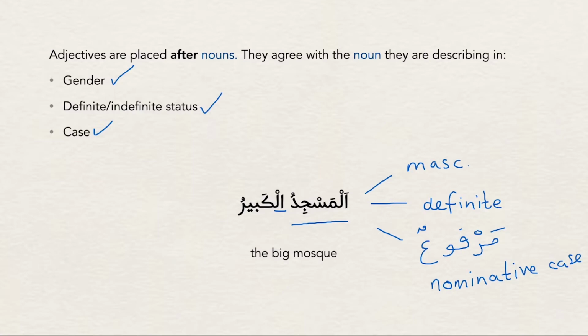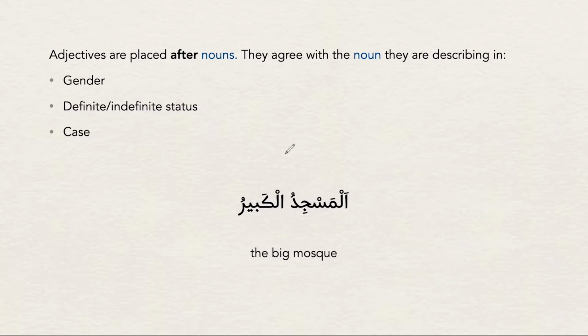So if you want to take 2 things away from this slide, the first one is that you put the adjectives after the nouns, and the second one is that the adjective copies the noun in its gender, its definite or indefinite status, and its case. So we can have a look at some examples if you wanted to do some basic translation of noun phrases. Let's have a look at this one.